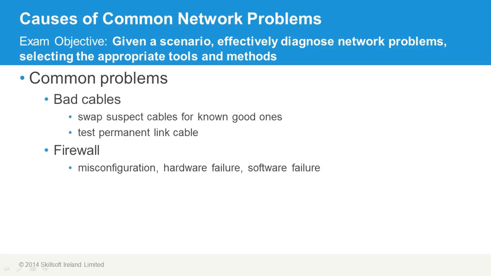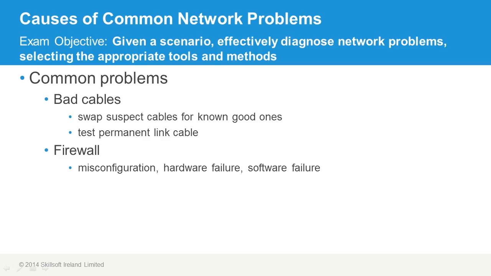Now, bad cables are just like any kind of bad component. If the cable itself has failed, then it's pretty much just swap it out for a known good one. So hopefully you have a cable tester and you can test, of course, any cables along the way. But any kind of permanent link cables are usually fairly reliable, but something that you have to crawl through the walls to get to is going to be a bit of an issue.